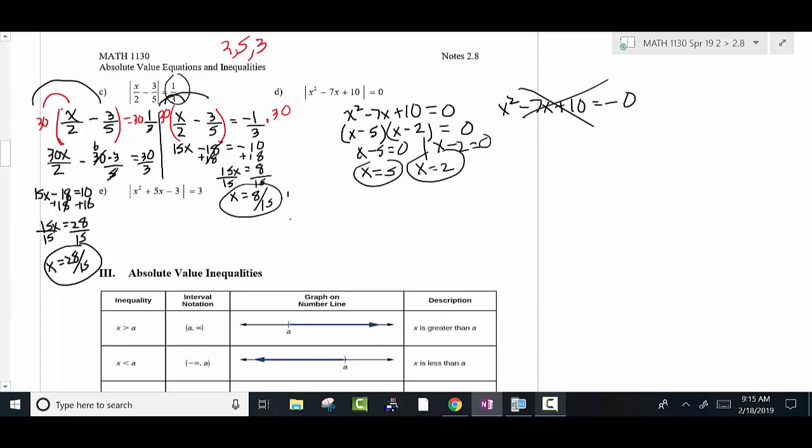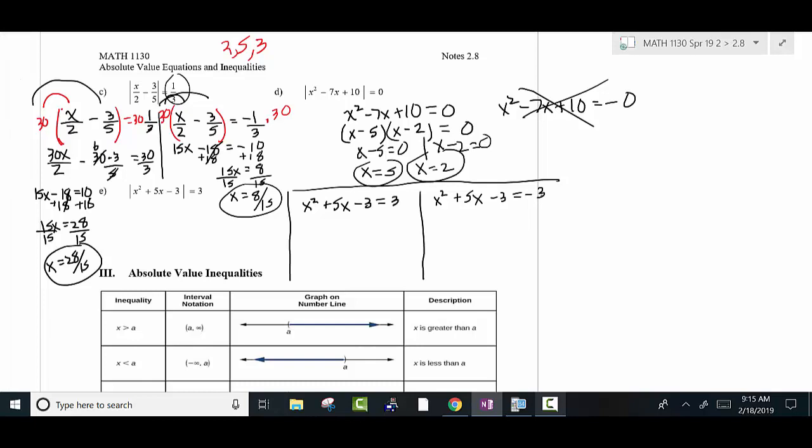Okay, let me do the part E in here. It's the same idea. Absolute value is isolated. There's nothing in front of absolute value, nothing outside of it. So you immediately just set up your two equations. So you say x squared plus 5x minus 3 equals 3. And you can solve that. Maybe it'll factor. We'll see. Then the other one is x squared plus 5x minus 3 equals negative 3. And we'll just basically solve those and see if they factor.